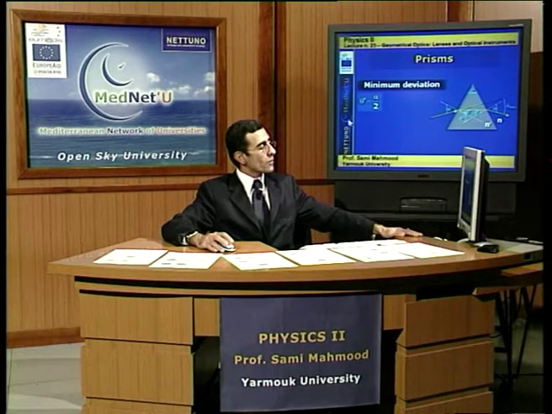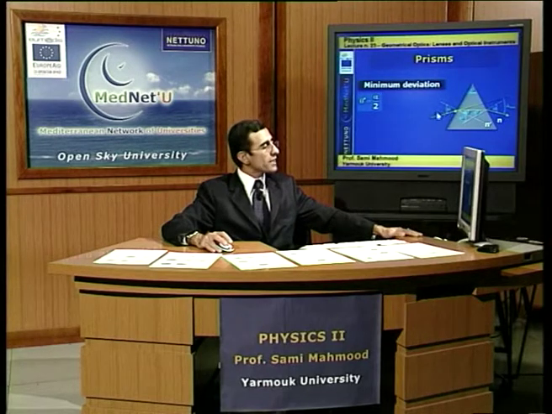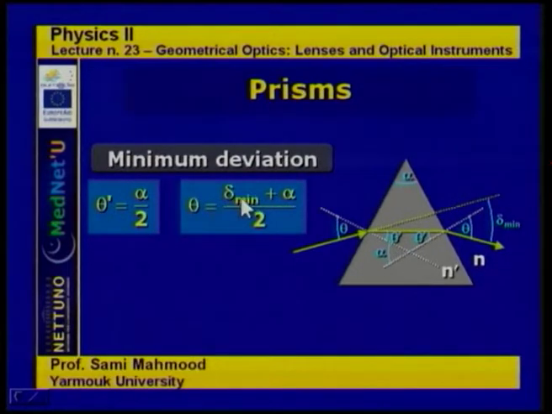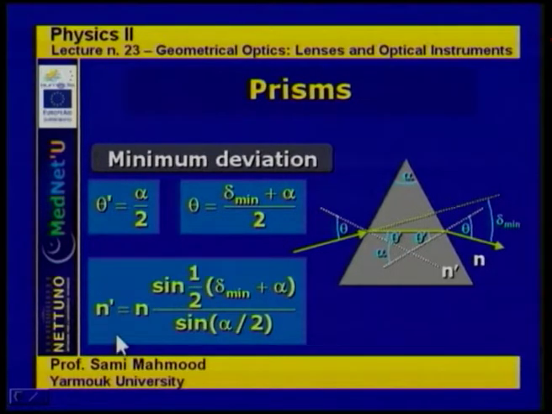From this, we conclude that theta 1 is equal to theta 2, which is called theta in this case, and theta 1 prime is equal to theta 2 prime, which we call theta prime. In this case, theta prime is equal to alpha over 2, and theta is equal to (delta minimum plus alpha) over 2, in which case n prime, using Snell's law, is equal to n times sine of one half (delta minimum plus alpha) over sine of alpha over 2.